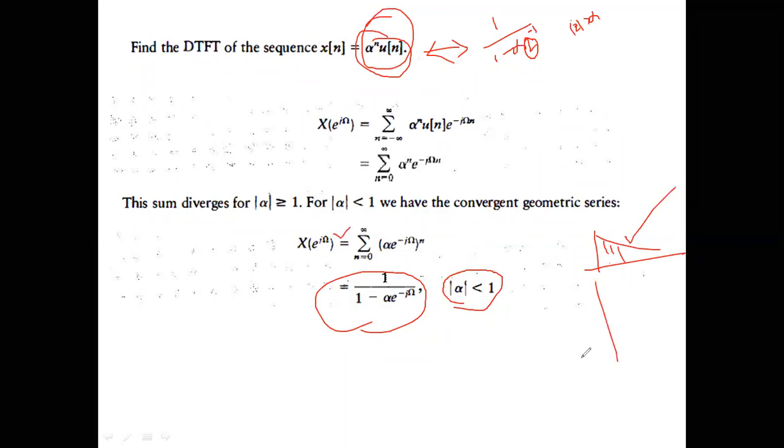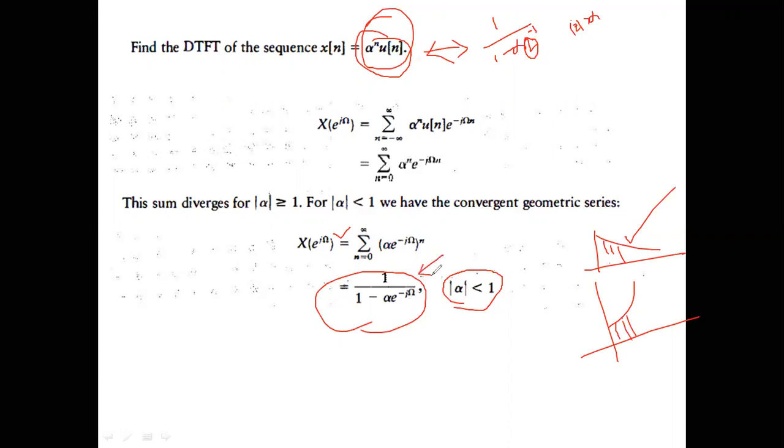If at all alpha is greater than 1, where it is diverging, then the DTFT does not exist at all. So two things. First thing is your DTFT is very, very similar to the Z transform, such that your Z you simply replace by e to the power j omega. You get the DTFT.